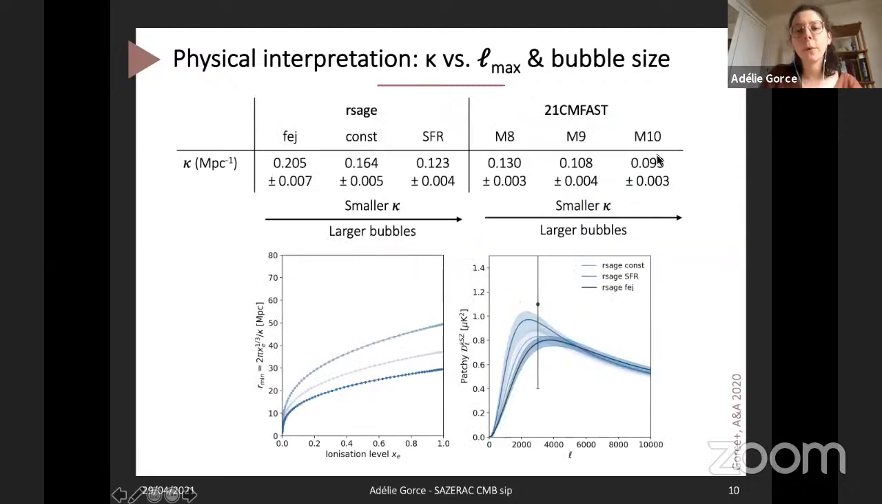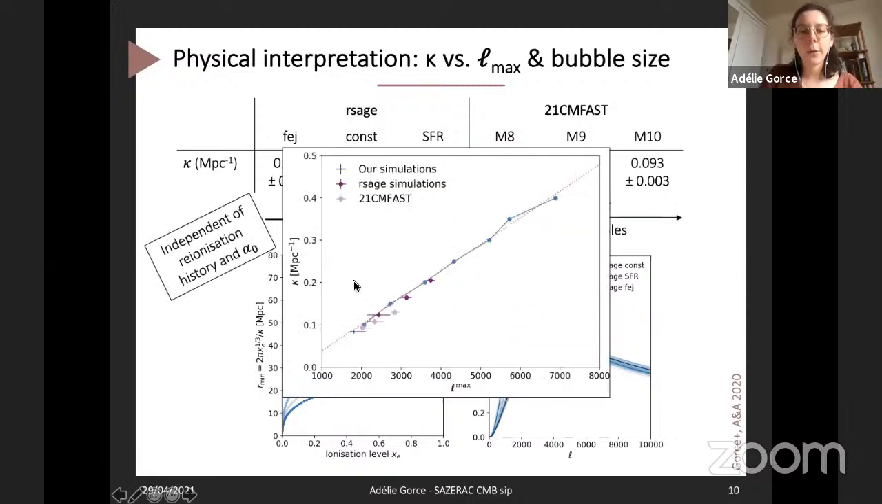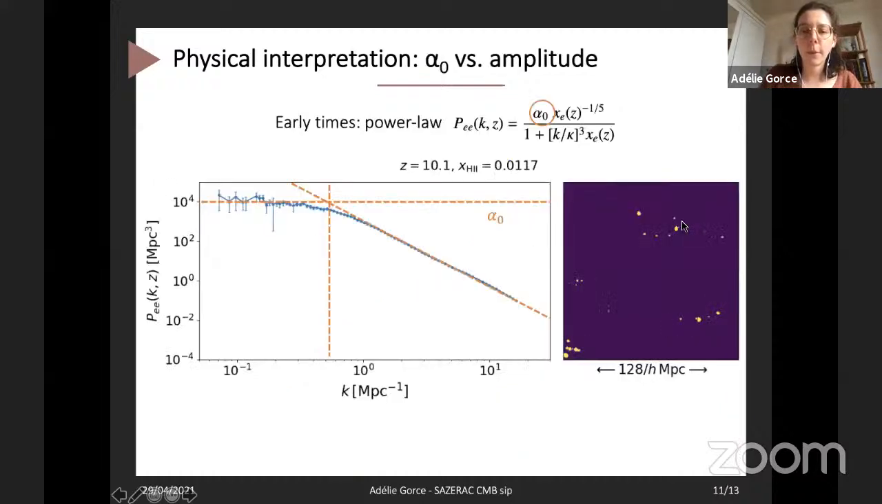We find that for all the simulations we're looking at, a smaller kappa always means larger bubbles. We can also directly relate it to the angular multipole where your KSZ power is maximum, and that is independent of the reionization history, the reionization model, and, for example, alpha naught in particular. So if you measure the KSZ power, you can directly derive kappa and get an estimate of the typical size of ionized bubbles.